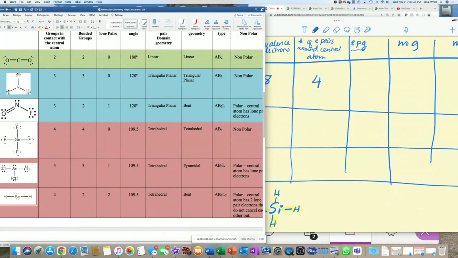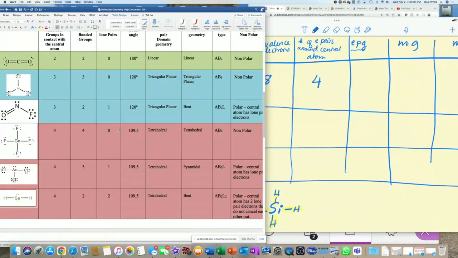That's silicon. And of those four, all four of them are bonded groups. We don't have any lone pairs around silicon. So we are dealing with this row right here, 4, 4, 0. Four electron groups, all four are bonded groups. We have 0 lone pairs.